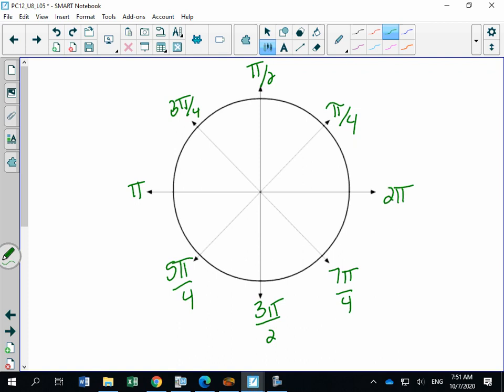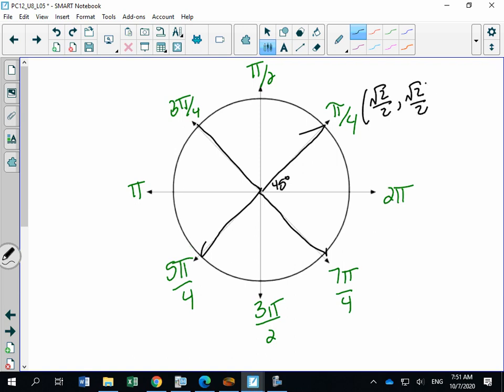Okay, so once you have your radians in at your 45-degree angles, so these are all 45s, what we can now do is put in our point. We just calculated that this is a 45-degree angle, so these guys here are all 45s. And we know that the point now is root 2 over 2, root 2 over 2. So go in and put that point at all 45-degree angles.